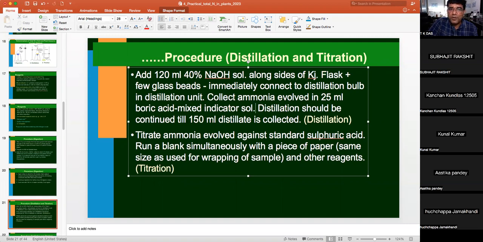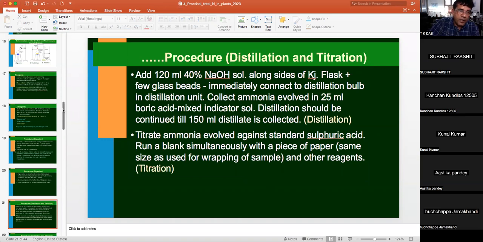Distillation should be continued till 150 ml distillate is collected. Titrate ammonia evolved against the standard sulfuric acid, that is 0.1 normal H2SO4. Run a blank simultaneously with a piece of paper, same size as used for wrapping. I already told you, you have to run a blank throughout.